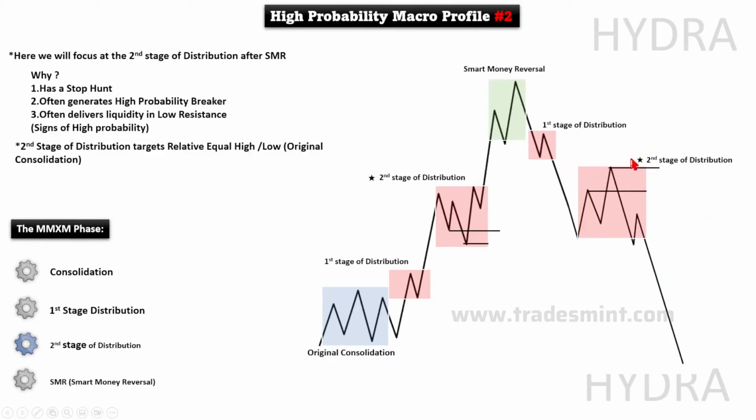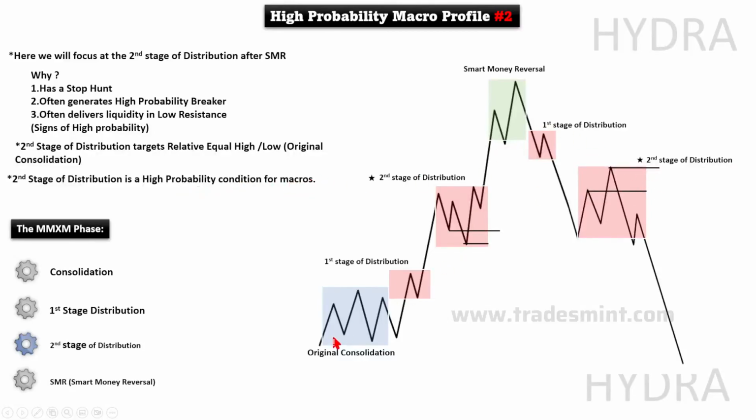So where will we expect this second stage of distribution forming? Near to the previous second stage distribution. So this distribution happened where? In the market maker buy model. So when price changes trend, when price is delivering in a market maker sell model, we'll be looking for this structure to form near to the second stage of distribution from the market maker buy cycle. Okay, is it clear, folks? Second stage of distribution is a high probability condition for macros.